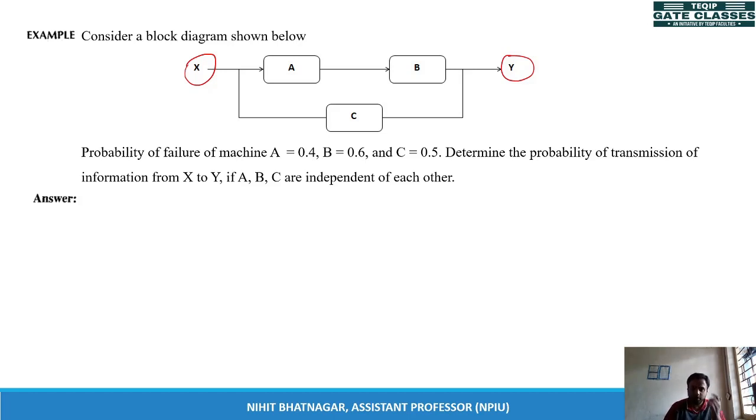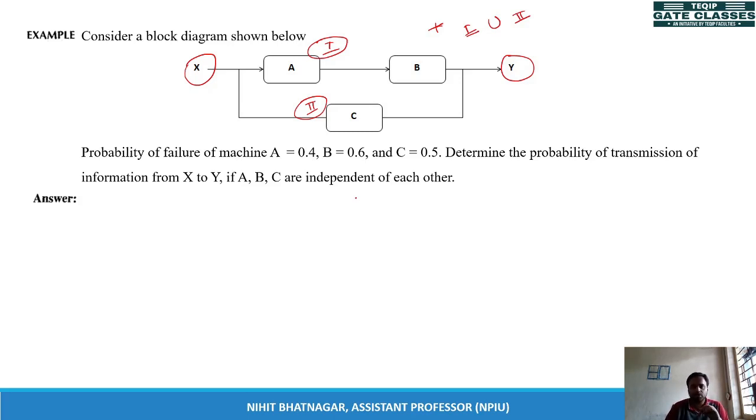Here we can see how many possible ways the information can transmit from X to Y. You can see either this way, the first one, or this way, the second way, because it is a parallel connection, or you can say it is addition, or you can also say it is a union. Union means either this or that, either the first one or the second one.